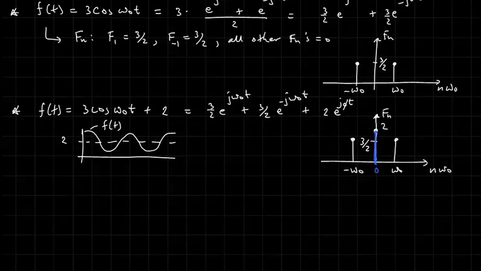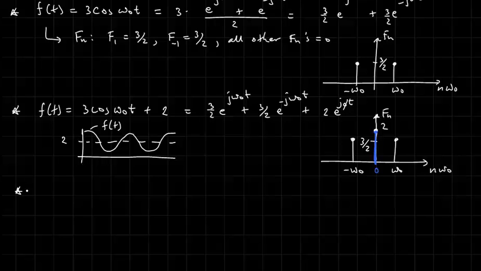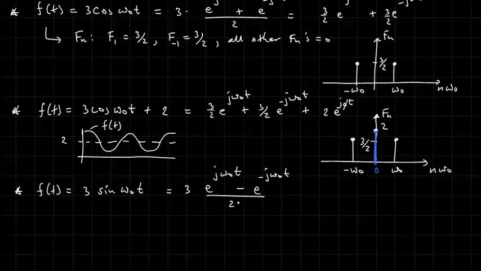Let's look at yet another example. What if f of t was equal to 3 sine omega naught t? Then we would have 3 times e to the j omega naught t minus e to the minus j omega naught t over 2j. This right here is sine omega naught t. That comes from the Euler formula.